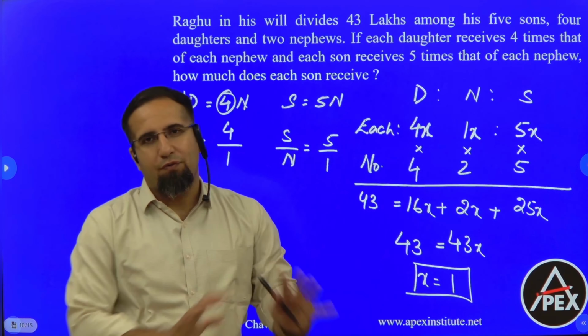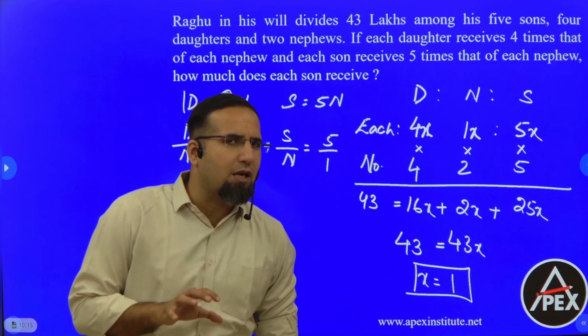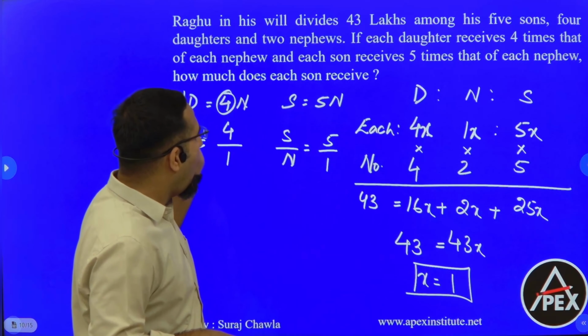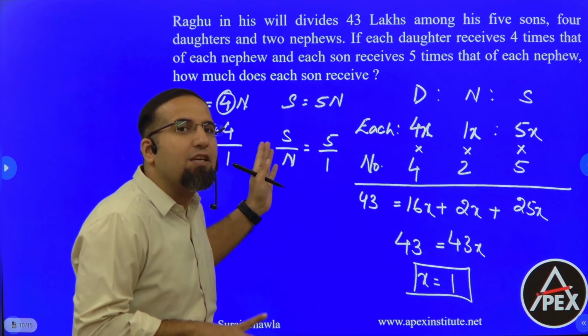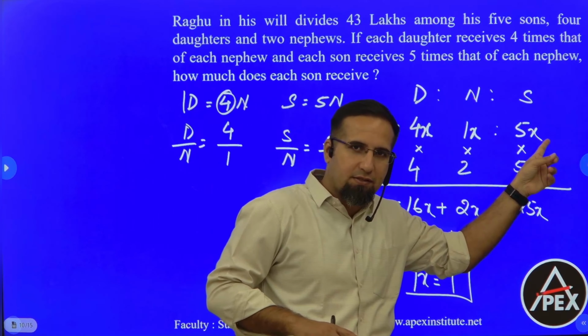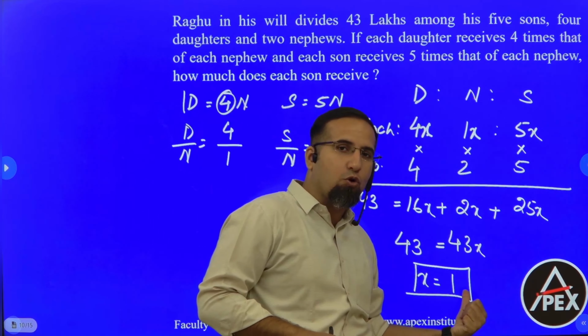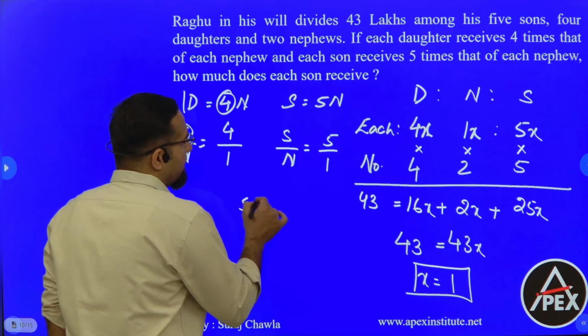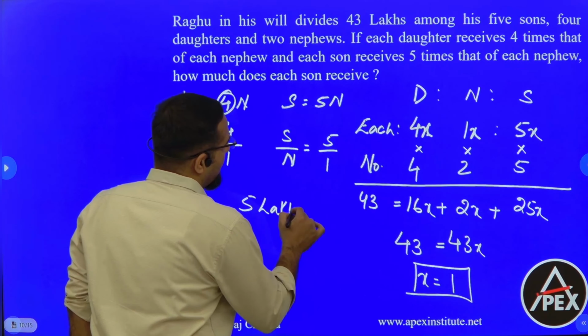So we got the value of x finally. Now what is the question asking us? The question is asking us to find out how much each son receives. I repeat, each son receives 5x. So therefore, if x is equal to 1, each son receives 5 lakhs, which becomes our answer.